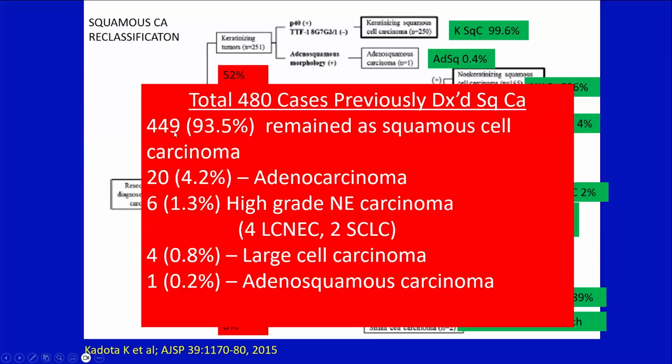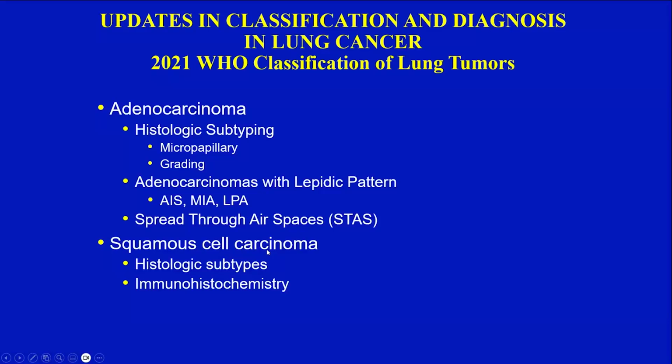So in summary, 94% of the tumors remained as squamous cell, but 4.2% were reclassified as adeno. 1.3% is high-grade neuroendocrine carcinoma. About 1% is large cell carcinoma. So immunohistochemistry is extremely important in this differential once you get into the non-keratinizing tumors.